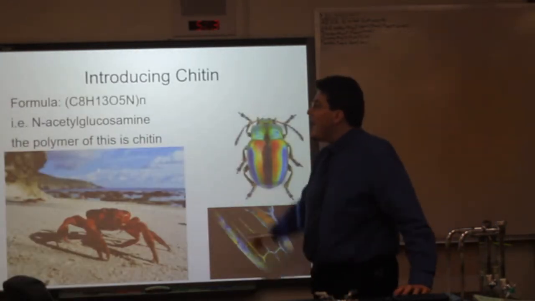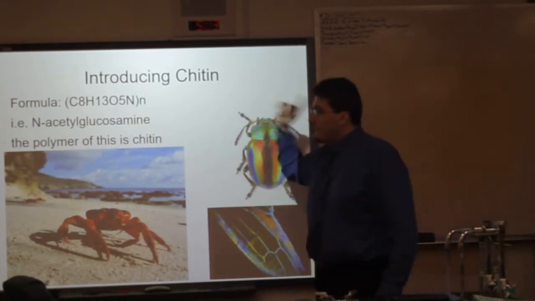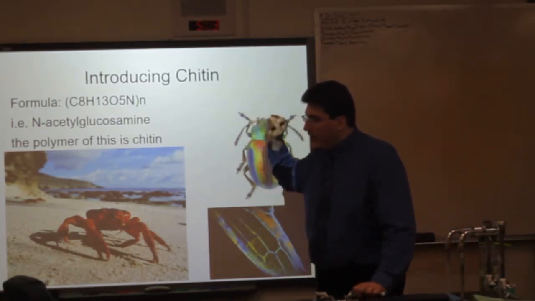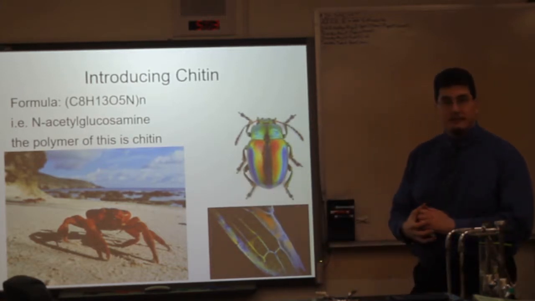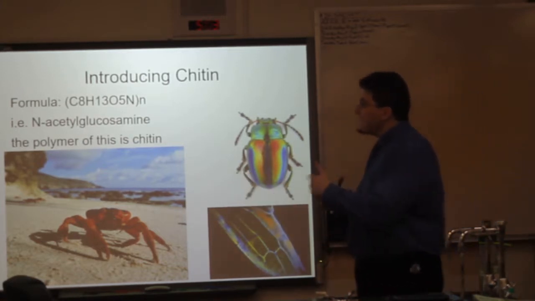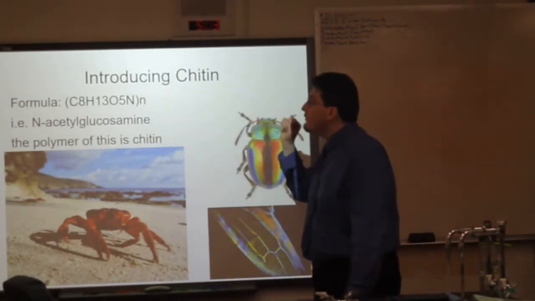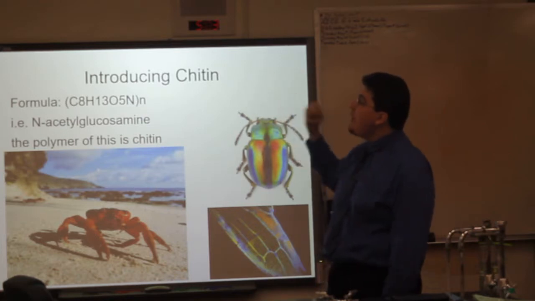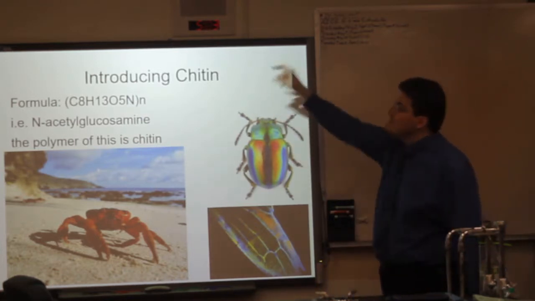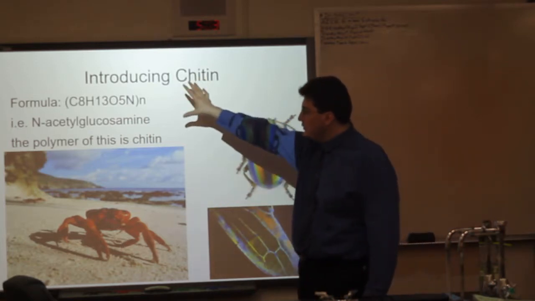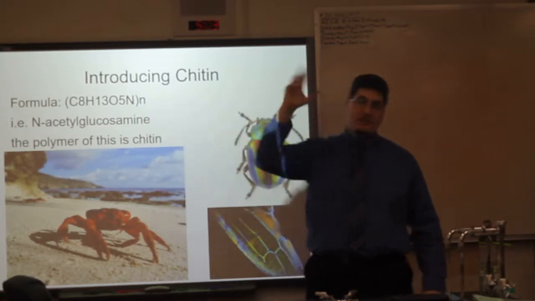For example, adding nitrogen to a carbohydrate will give you N-acetylglucosamine. N-acetylglucosamine has a chemical formula of C8H13O5N, that repeats n times. You can have this unit repeat multiple times. This polymer gives you chitin.